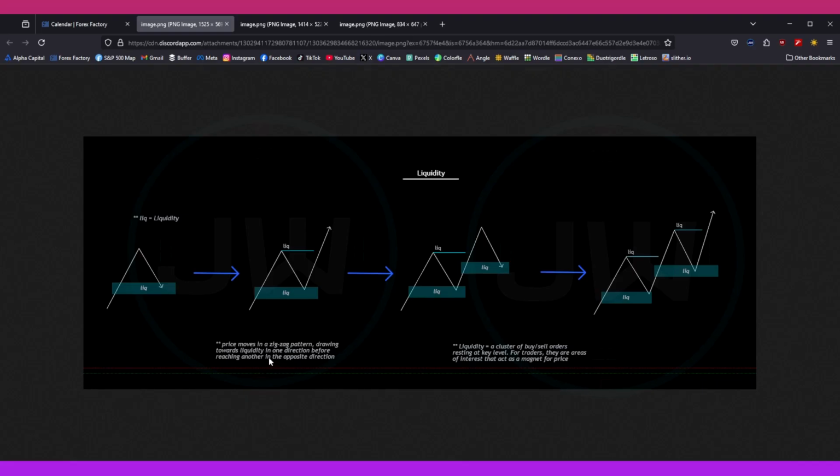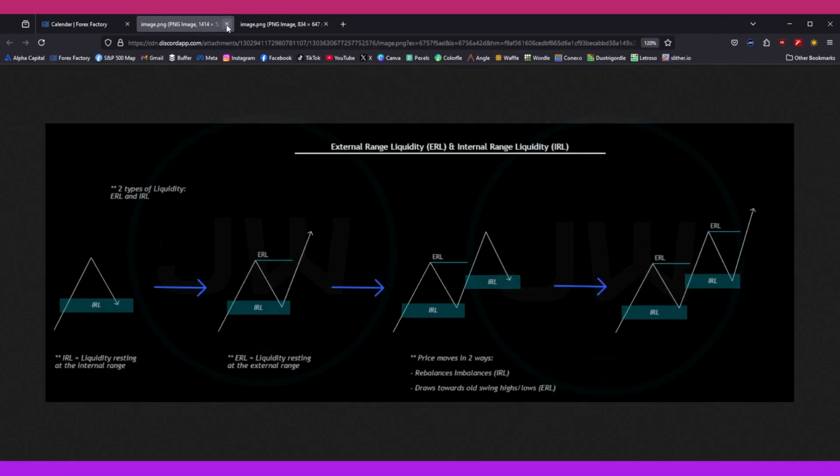And what does that mean exactly? So when price moves in this zigzag pattern as you see here, it is drawing towards liquidity in one direction before moving towards liquidity in another direction. And you can see this is a bullish example. Same for a bearish example.